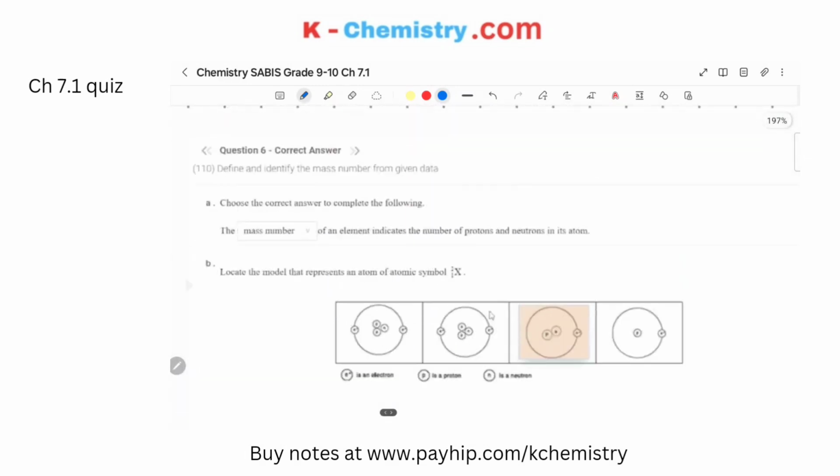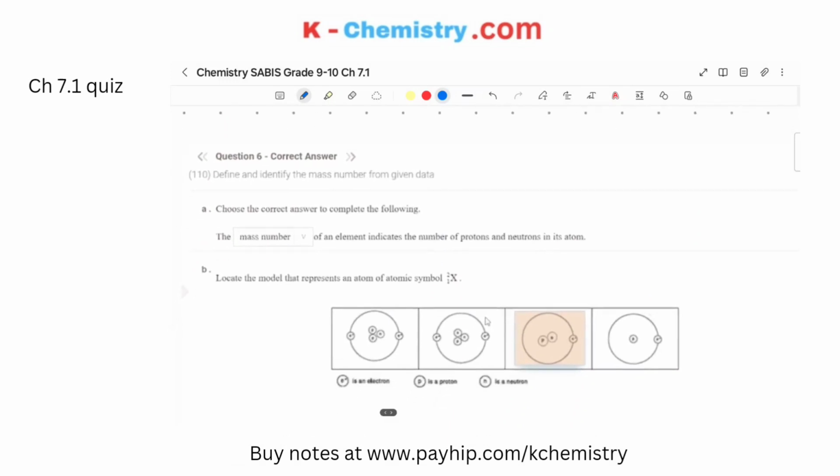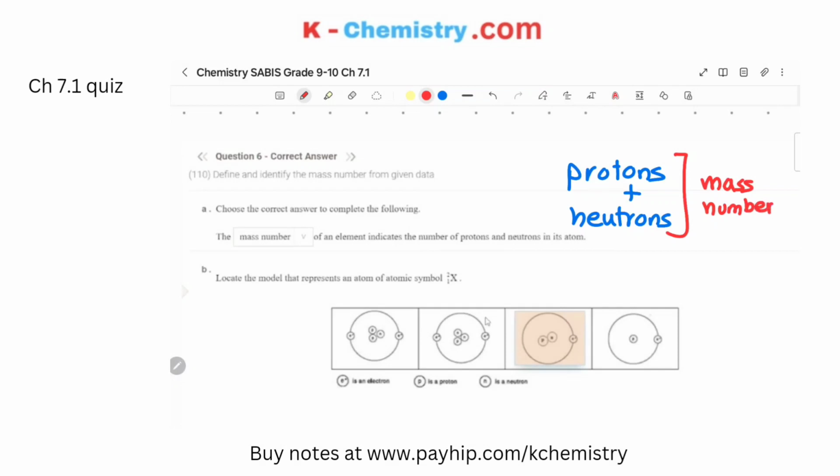Locate the model. Choose the correct answer to complete the following. Question 6. The mass number of an element indicates the number of protons plus neutrons. The count of protons plus neutrons is equal to the mass number.